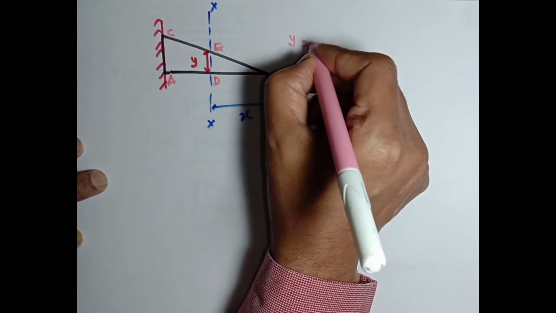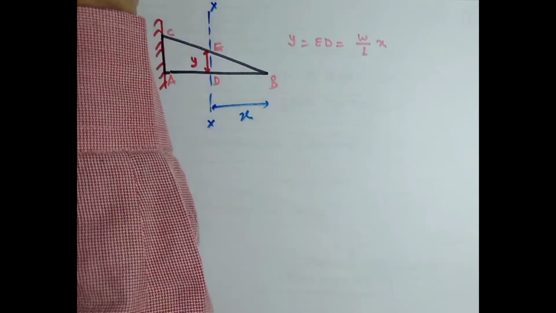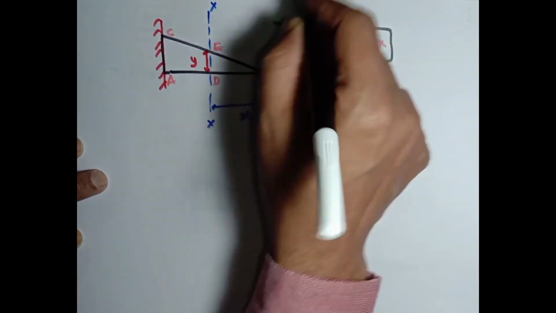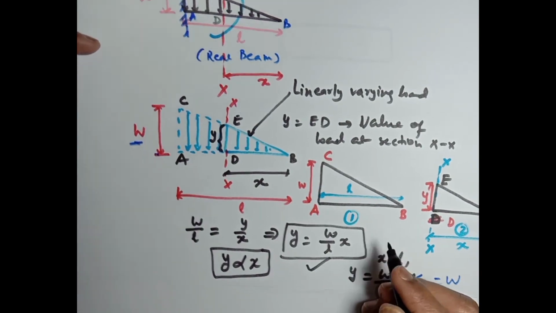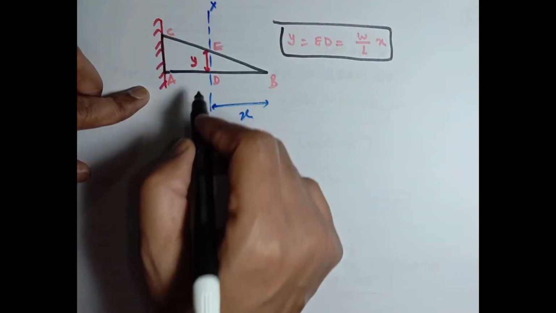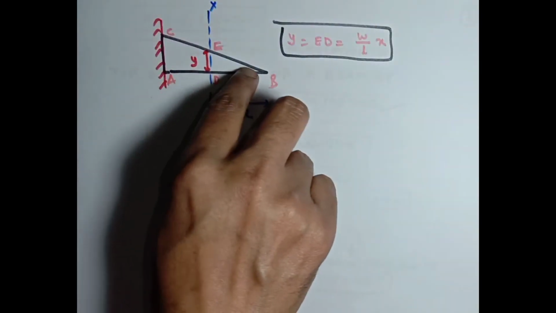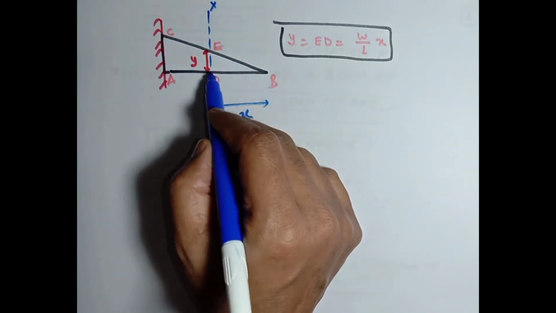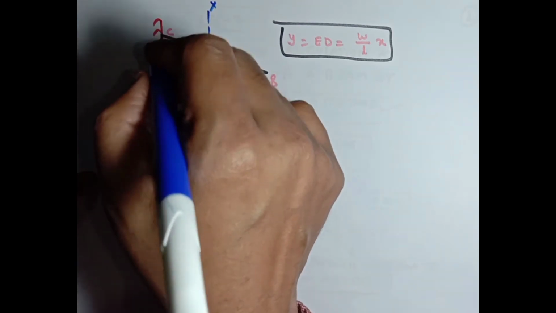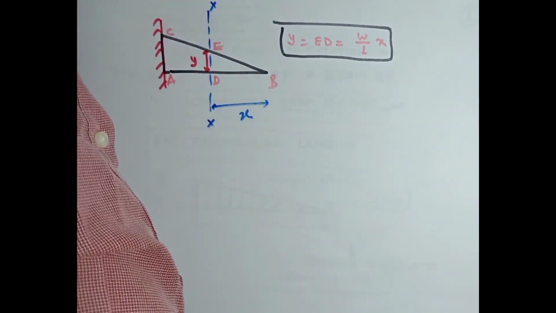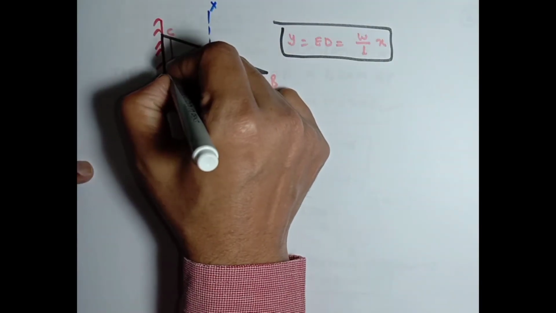We have calculated y, that is ED, equal to W divided by L into X. Here the loading is W divided by L into X. This is the value of load at section XX. Now the area of this triangle EDB will give the total load. This is the loading diagram.